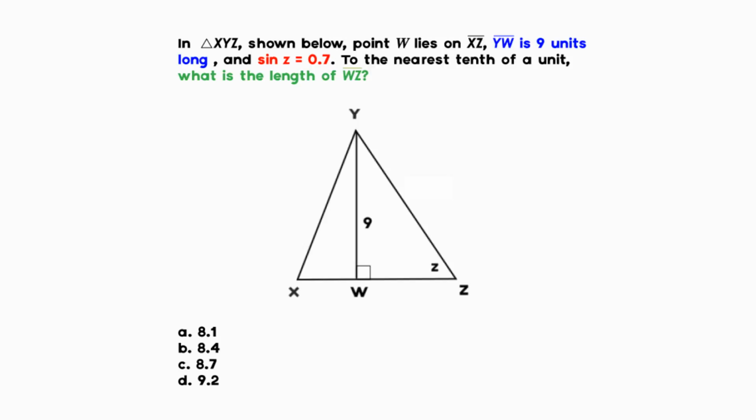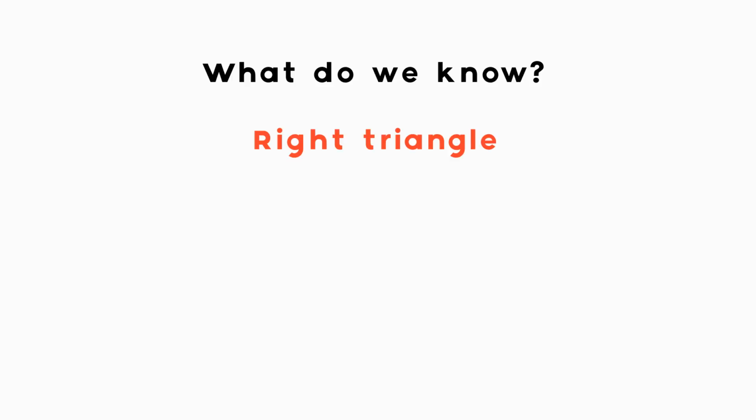This problem is asking us to find the length of one side of the right triangle XYZ given a couple relevant pieces of information. Let's establish what exactly we know about this triangle before we start to solve the problem. It's a right triangle, so that's important because it means more formulas are applicable to the situation.